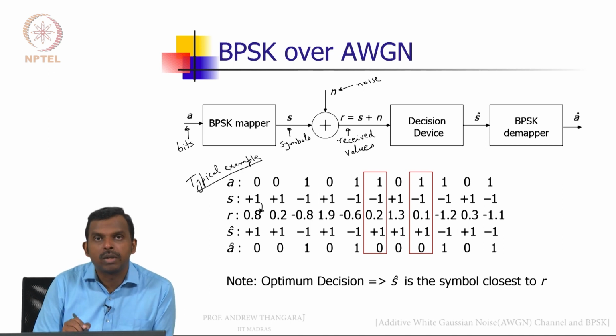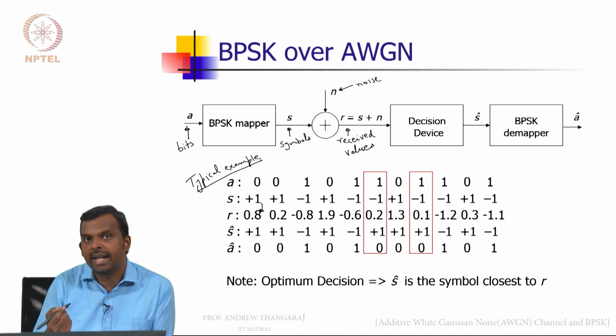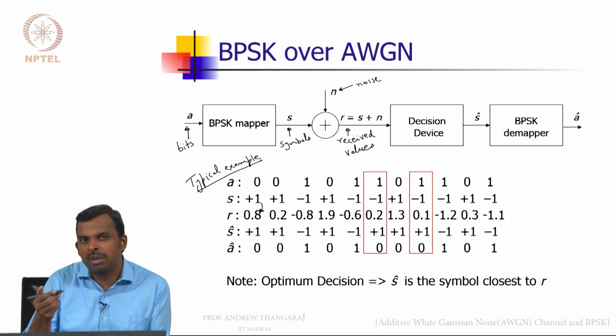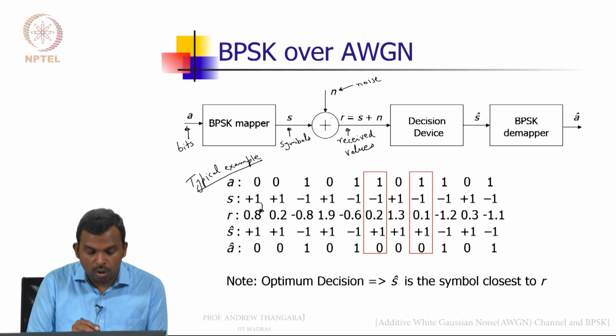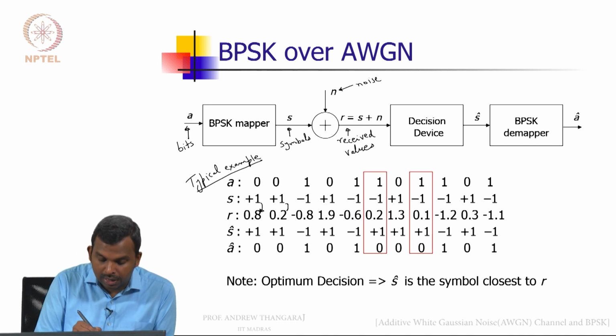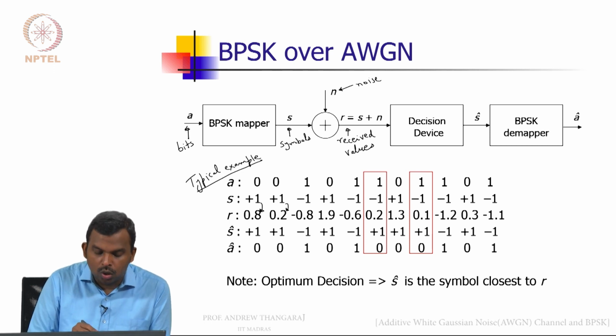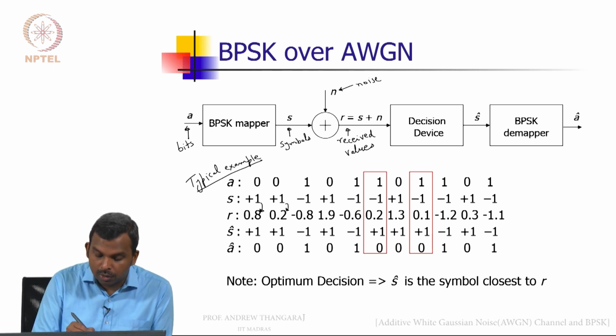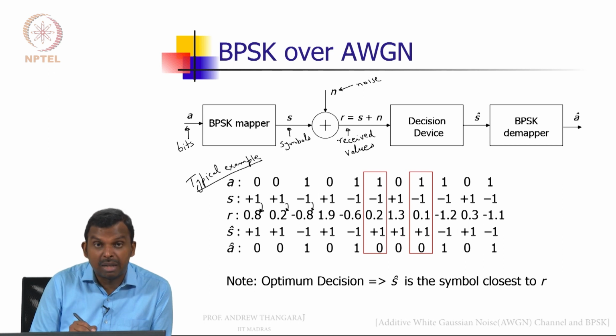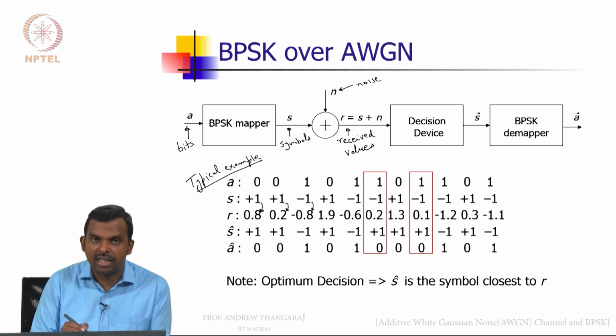It was Gaussian noise, it can be positive, negative, typically you think of noise as being small. So, the noise could have been minus 0.2 and you got 0.8 as the received value. The second symbol is plus 1, the noise was minus 0.8 this time. So, you got 0.2. The third symbol was minus 1, the noise was plus 0.2 this time, you got minus 0.8, so on and so forth.